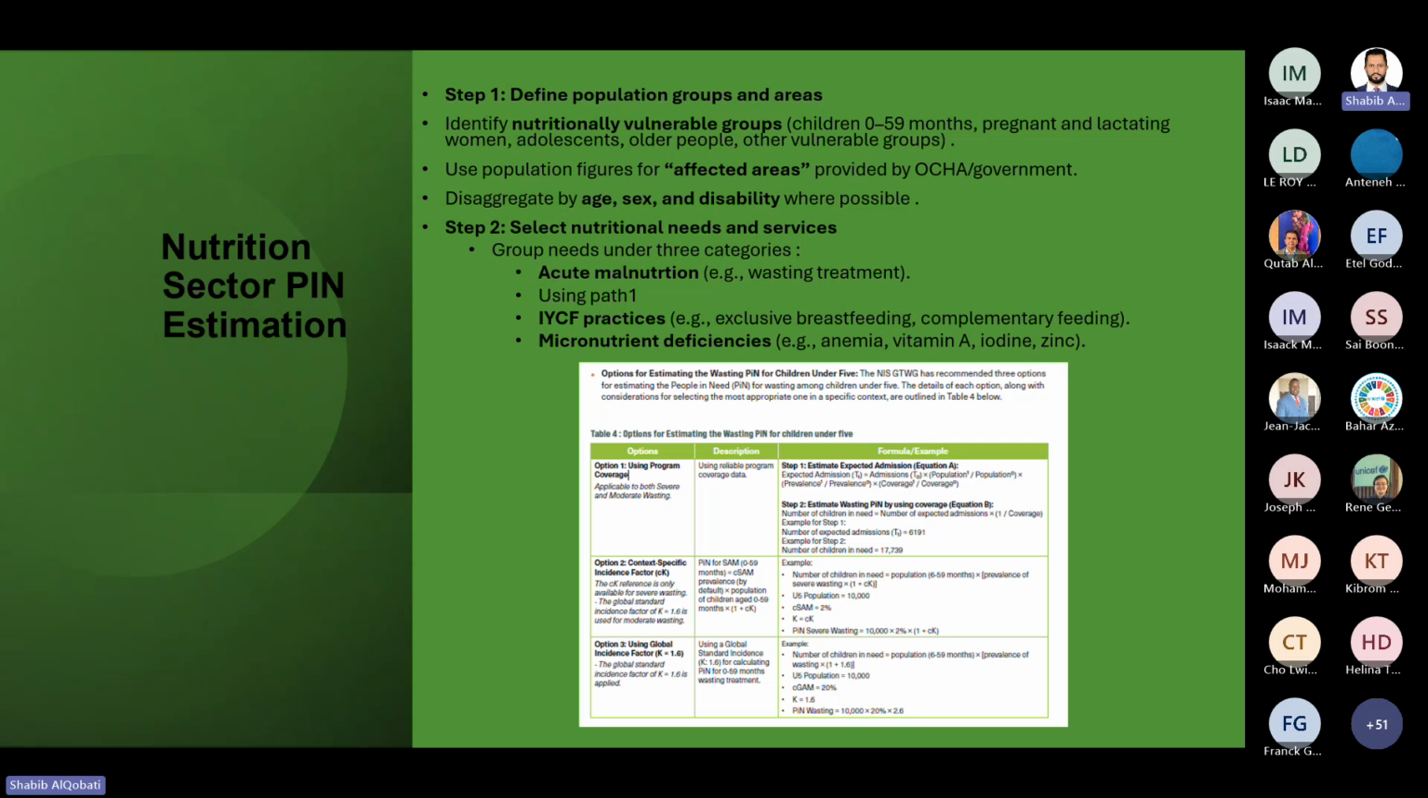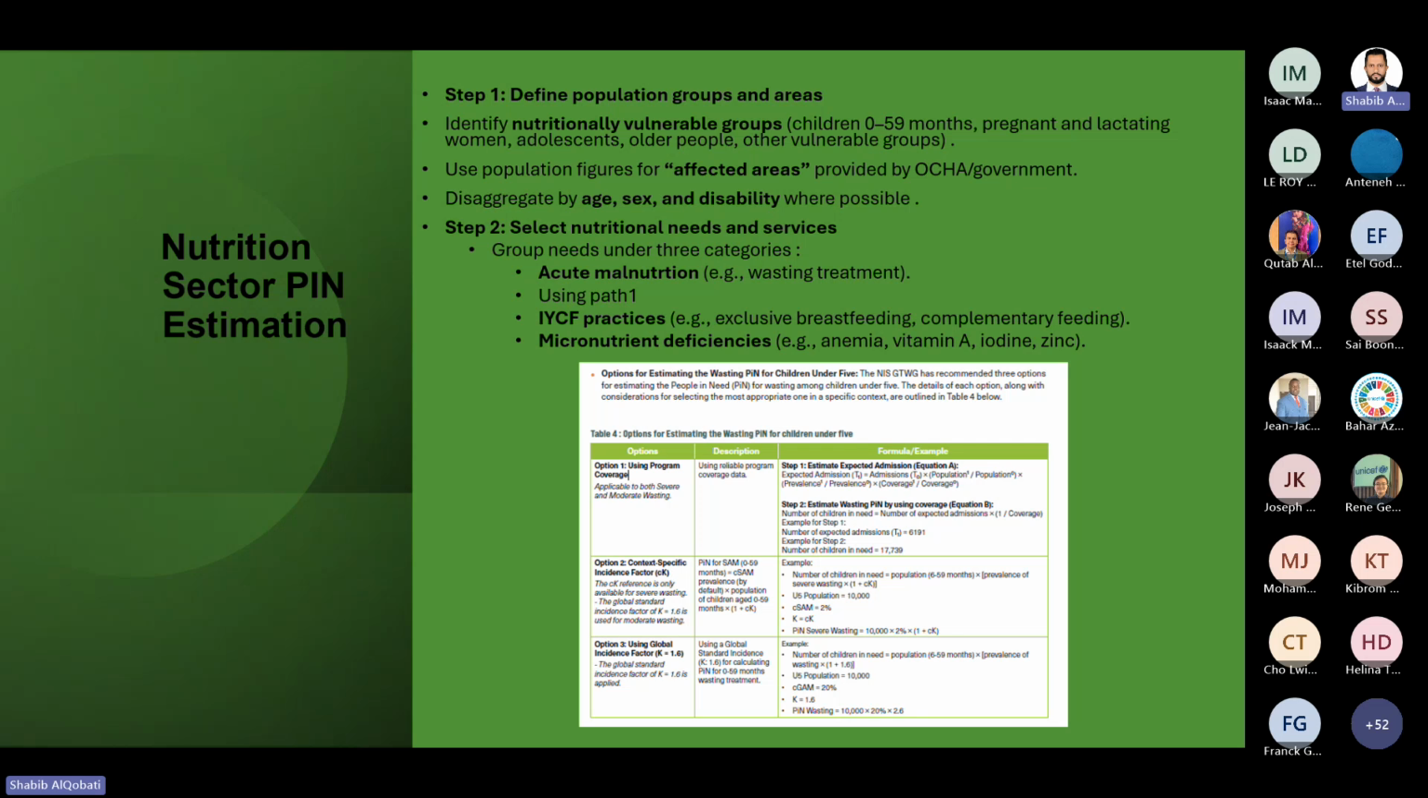So this is the tool, now it includes this feature. You only need to enter the last year's SAM prevalence, MAM prevalence, and also next year's, this year's and current year's prevalence. After that, you also include the last year's coverage, which is the admission, and the tool will automatically calculate for you the estimated people in need for this year.